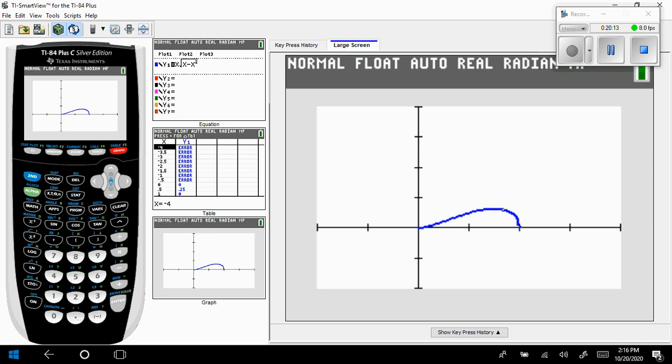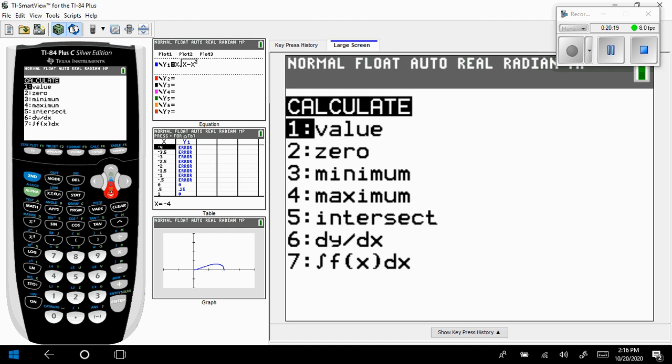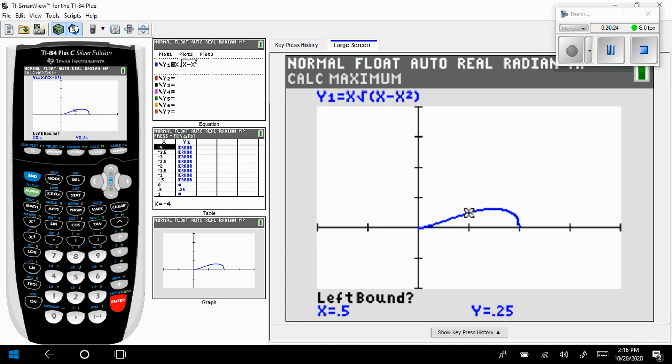Or you can hit second trace, and we want to find a maximum. So we're going to go down to maximum or hit the number 4 would also work. And then it's going to say left bound. So you want to be on the left side of your maximum value and hit enter. Then it'll switch to right bound. You just need to go to the right side of that maximum value and hit enter. And then if you hit enter again, it will calculate that maximum for you. So the maximum is at 0.32 when X is at 0.75.